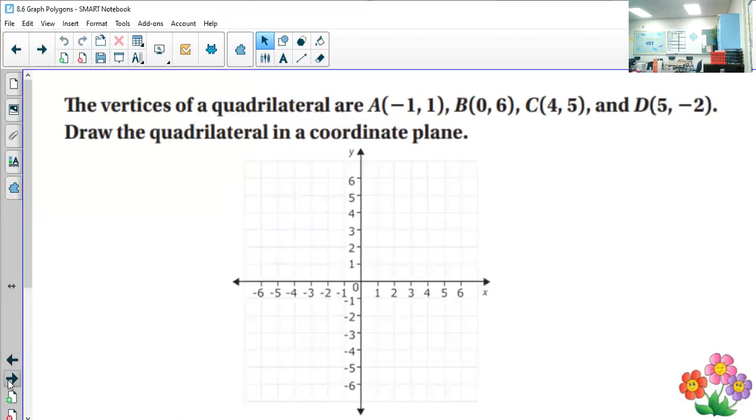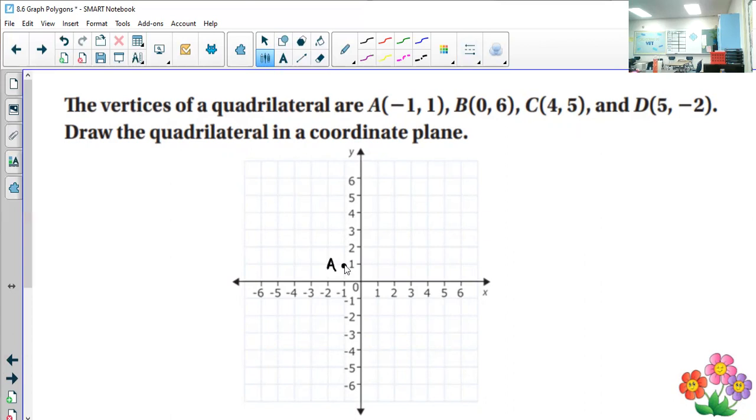Okay, all right, so here's problem number 1. It says that the vertices of a quadrilateral are A, B, C, and D, and they give the ordered pairs, and they want us to draw the quadrilateral in a coordinate plane. So here's what we're going to do with these directions. First thing we're going to do is graph and label all 4 points. So point A is -1, 1, and we always do the X and Y first, so we're going to go back 1, up 1, and we have point A right here.